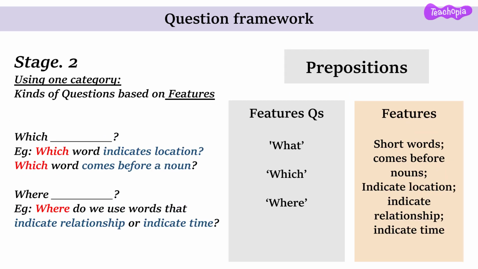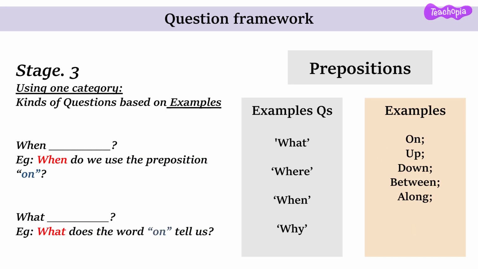Now, stage 2 is framing a question based on the features category. We use the question word which. Which word indicates location? Which word comes before a noun? We can also use the question word where and say, where do we use words that indicate relationship or indicate time?